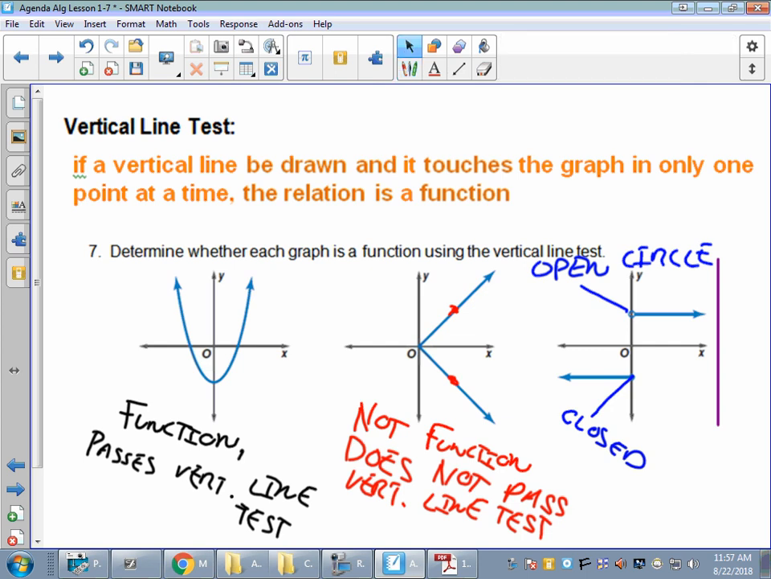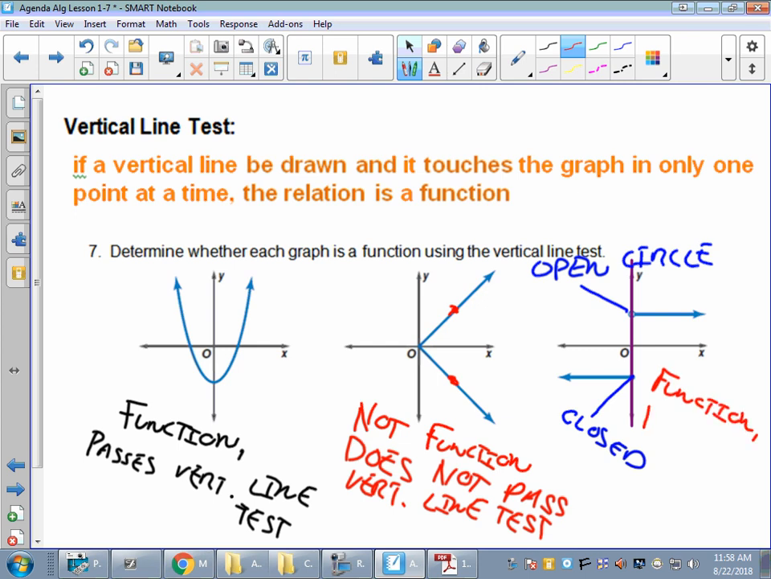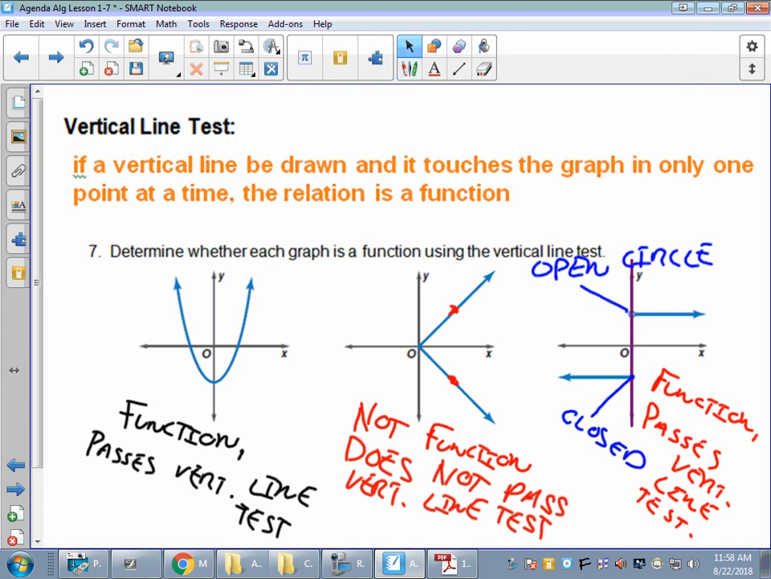So technically this is a function. Because of that open circle, it crosses the graph here, but it technically would not cross there because it's an open circle. So this one would be a function. And we could say, again, passes the vertical line test. Simple as that. Okay, so hopefully we're good with the vertical line.